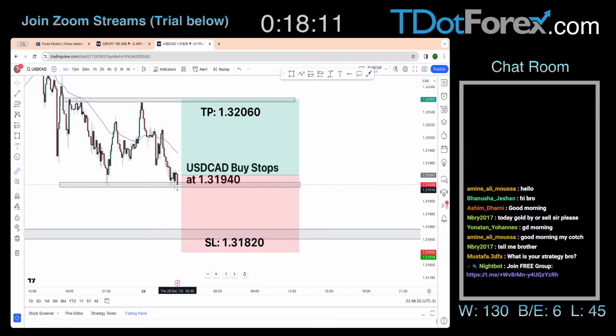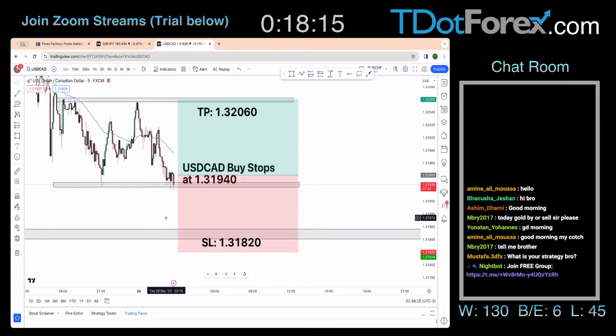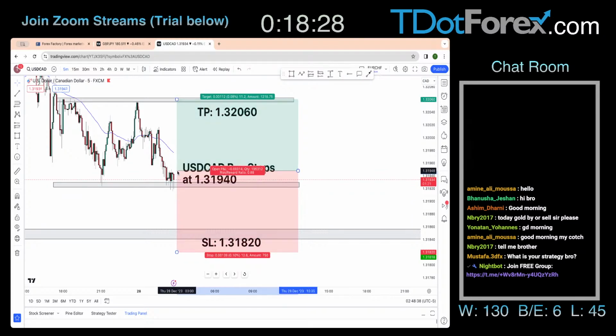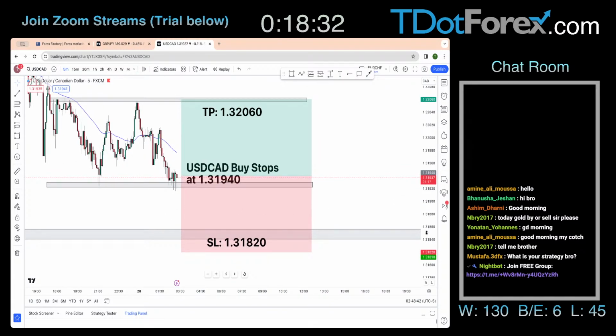Nearly there, guys. Nearly there. Will it give in? Not yet. Not quite. And I'm willing to adjust the buy stops here, but the thing is I like this entry here. I do like the entry here.